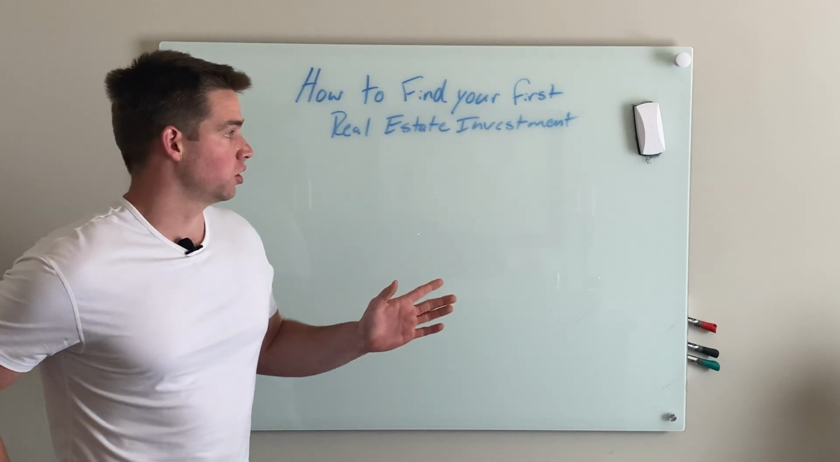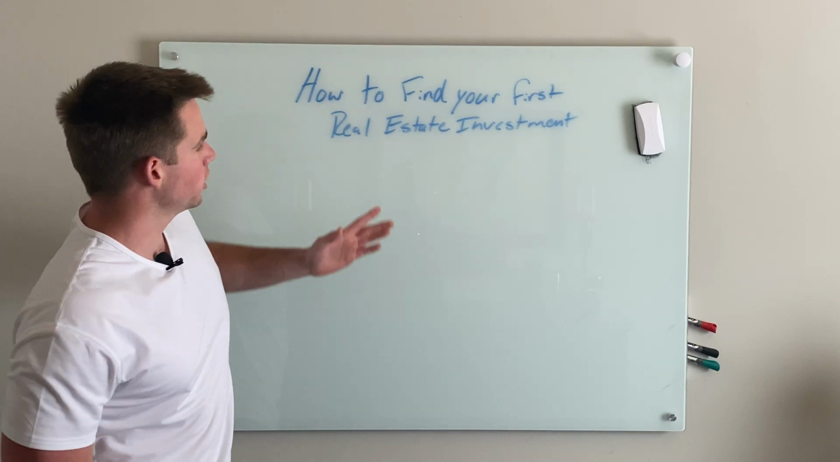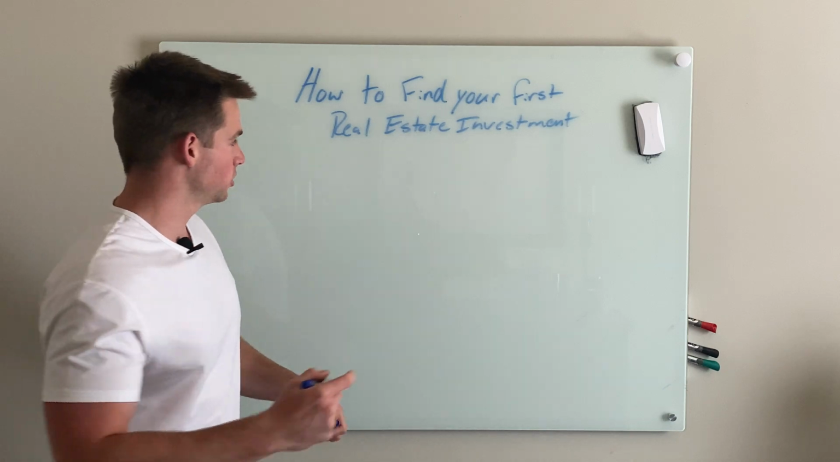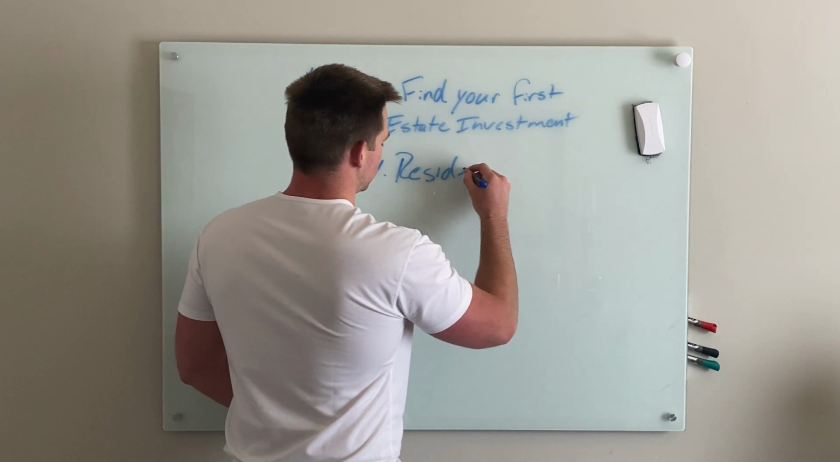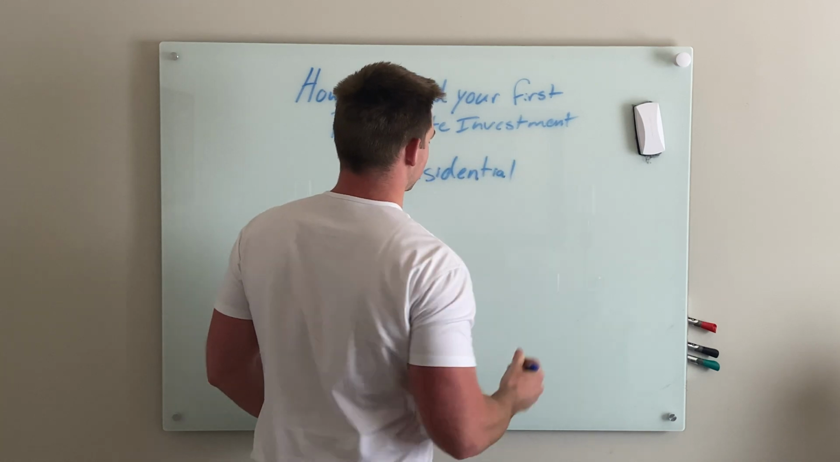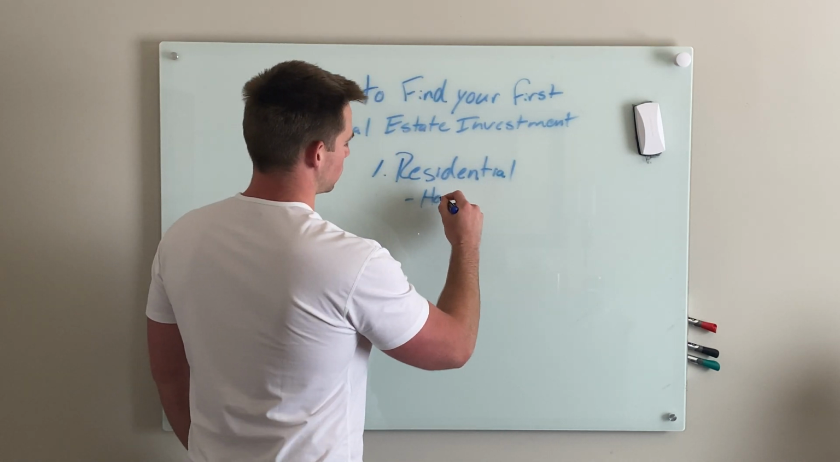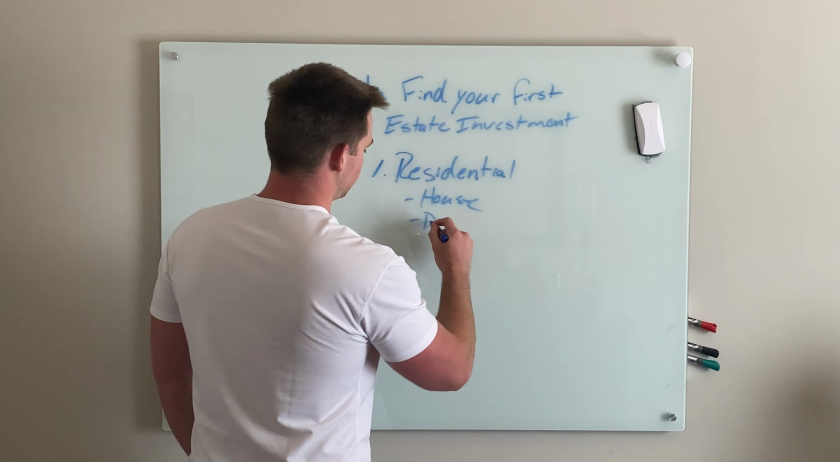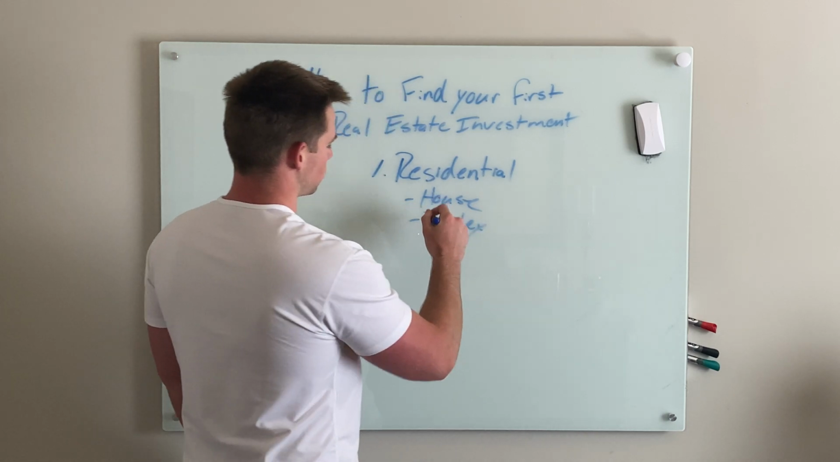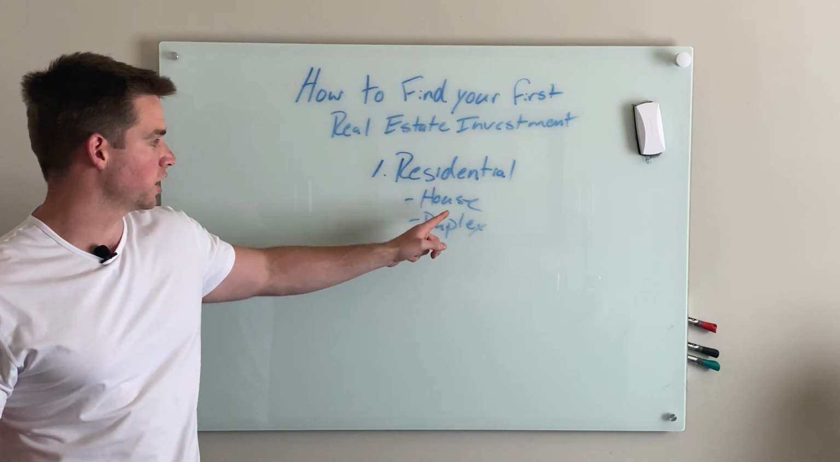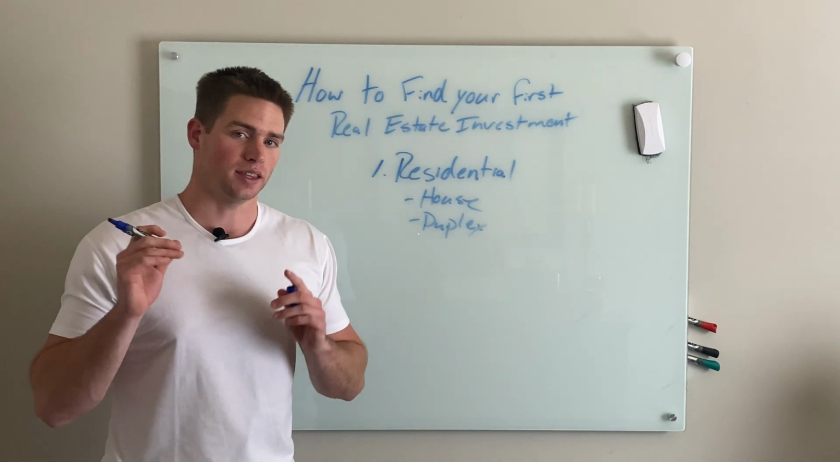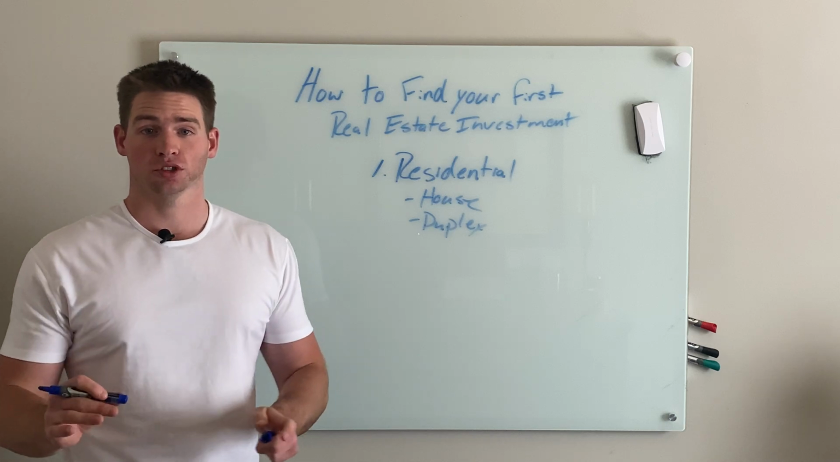Okay, so first of all, let's talk about what your first real estate investment is, the different kinds. The first place most people are going to start is residential real estate. When we say residential real estate, essentially what we mean is probably a house or a duplex. We could talk about a triplex, but these are the most common things. So whenever we're doing our first residential investment, we're probably going to look at a house or a duplex. These are where most people get started, and there's absolutely nothing wrong with that.